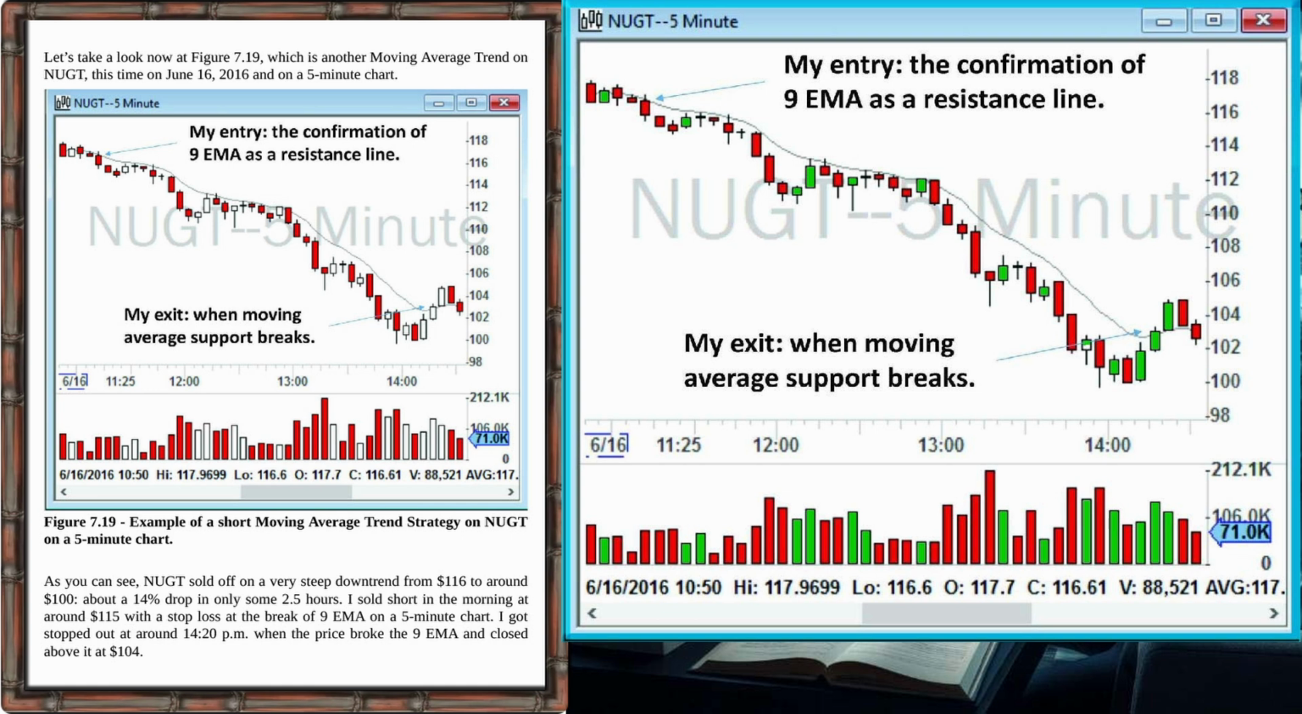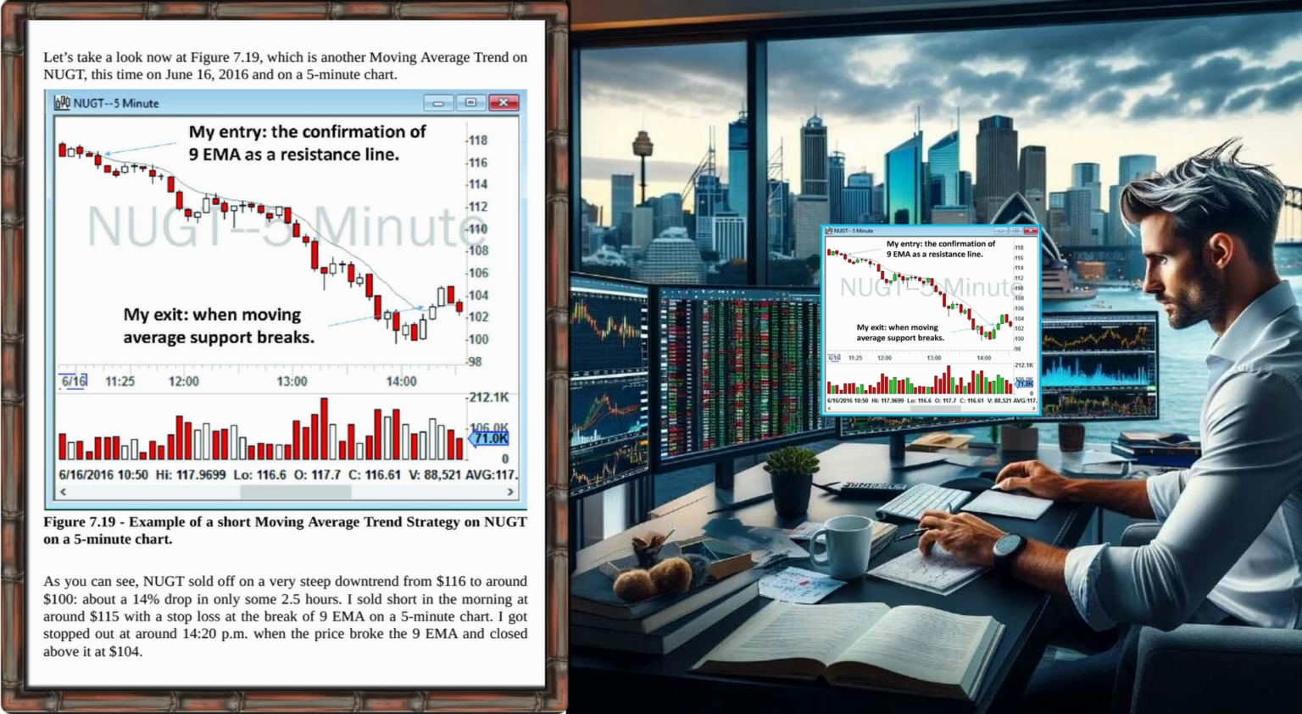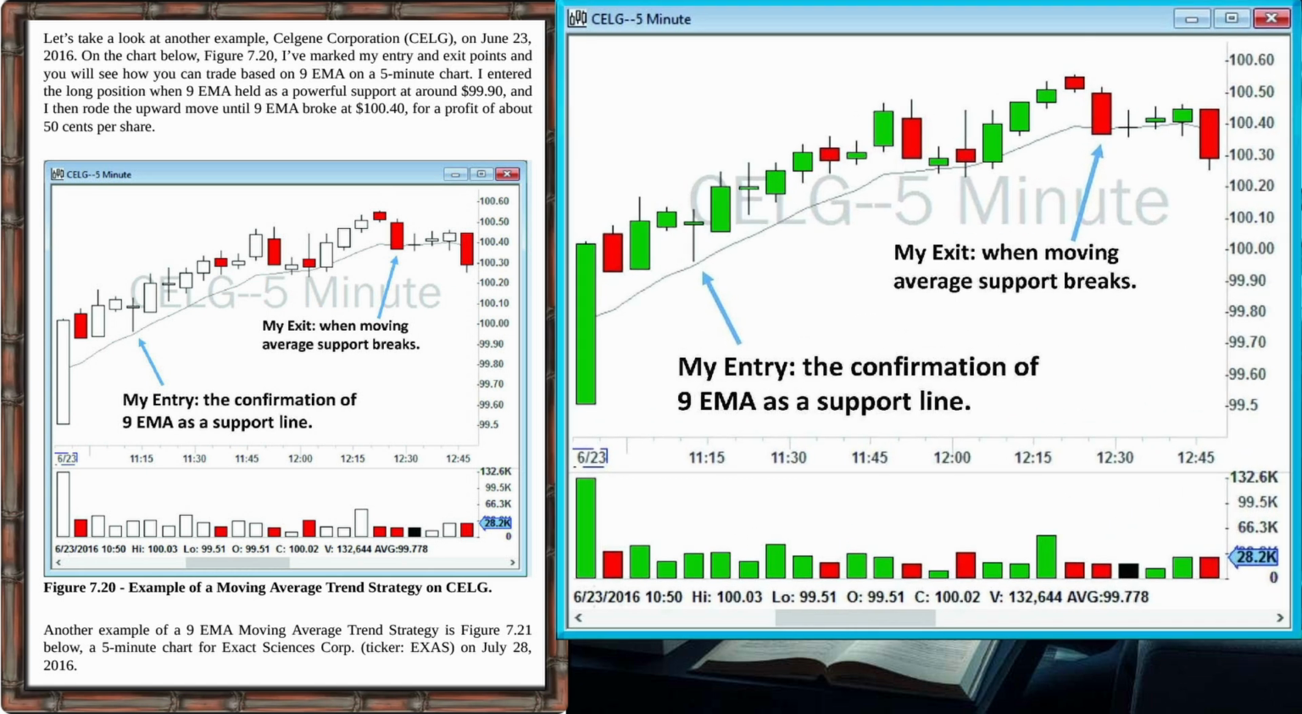I sold short in the morning at around $115 with a stop loss at the break of 9 EMA on a 5-minute chart. I got stopped out at around 2:20 p.m. when the price broke the 9 EMA and closed above it at $104. Let's take a look at another example. Celgene Corporation, CELG, on June 23, 2016.